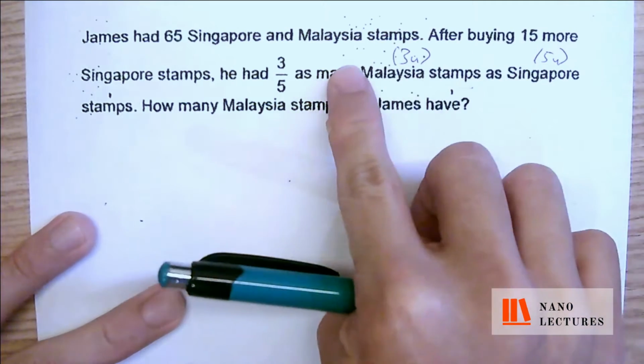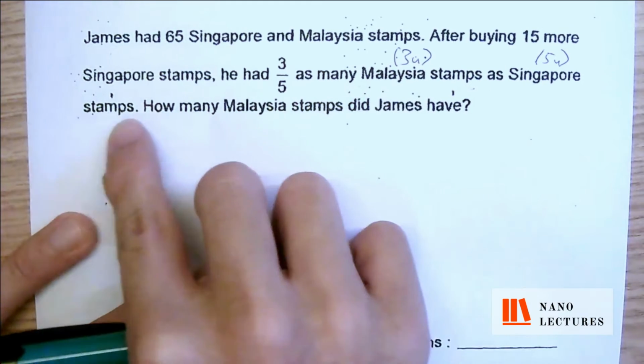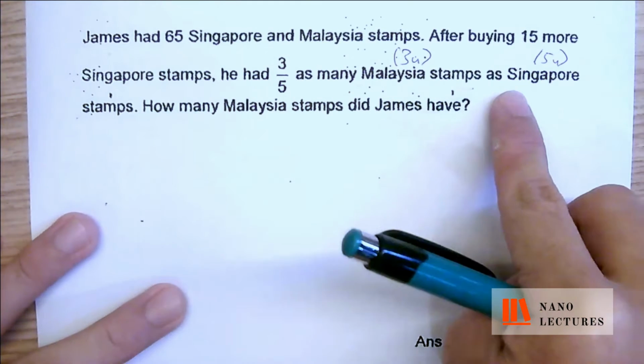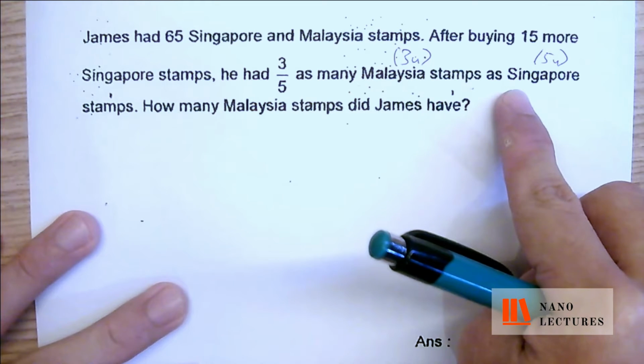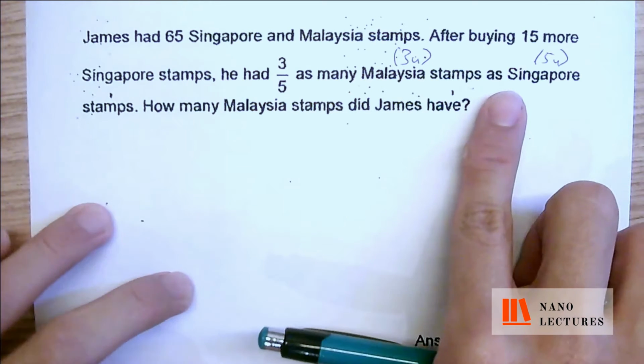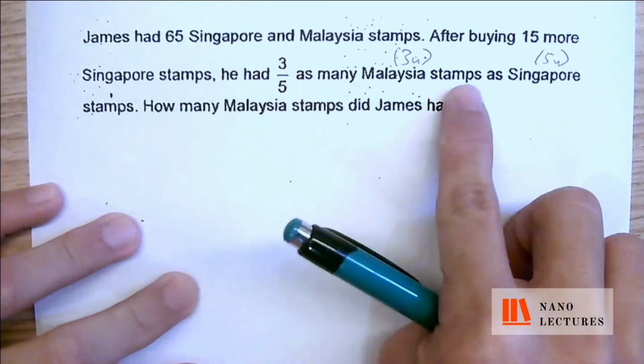Okay, you need to identify. This is this, this is this. It's about English actually. This is really about English. So you need to really back up your English if you don't understand this one. If you can't, don't worry, I will create English videos maybe next year or if I have more time. Right now, I'm just going to focus on math first. Okay, so 3/5 is as many Malaysia stamps as Singapore stamps.